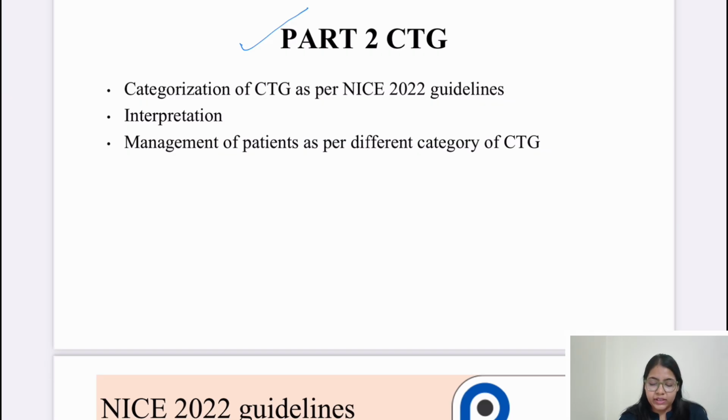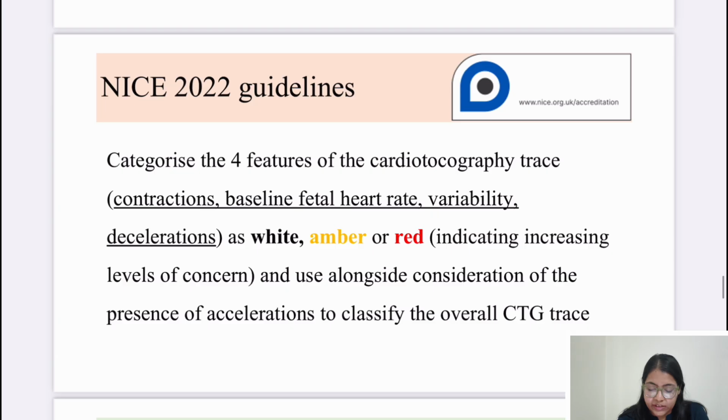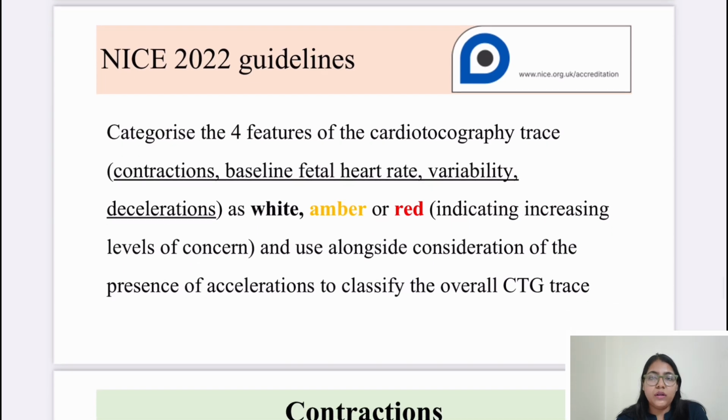Okay, so let's start. The recent guideline is the NICE 2022 guideline on CTG interpretation and categorization and the management of patients as per different categories of CTG. Before coming to this video, please go and watch part 1 of CTG basics.